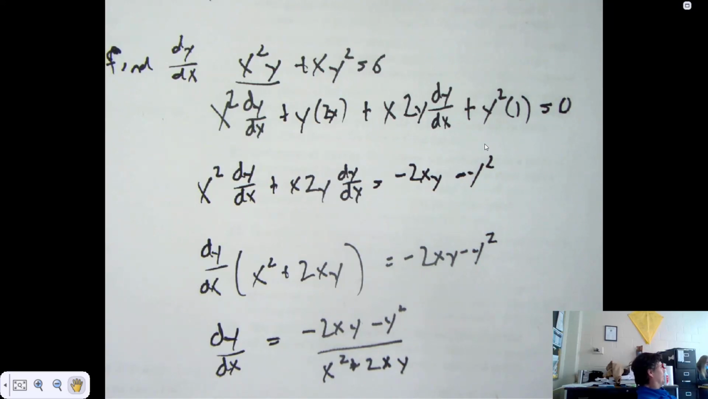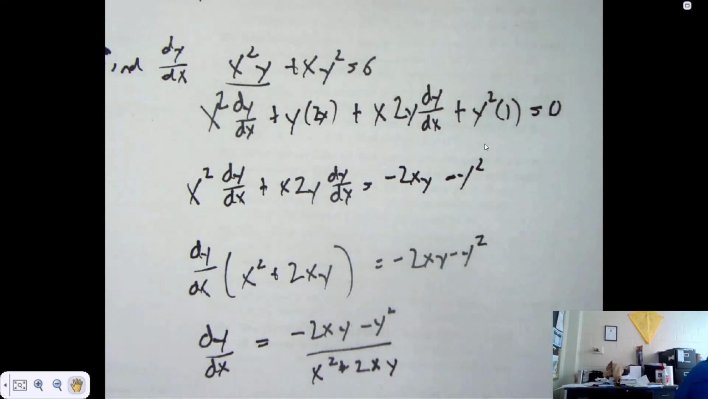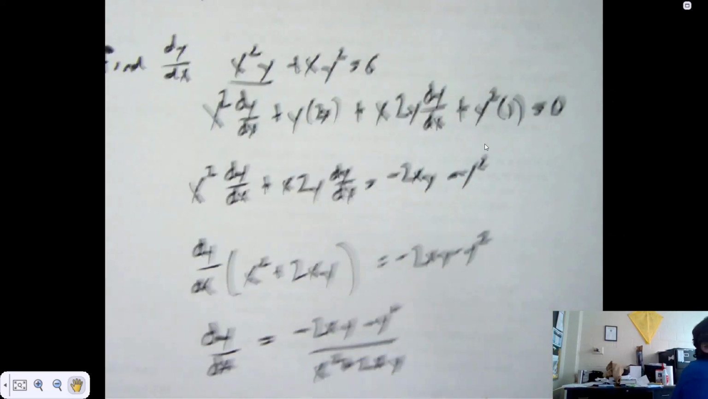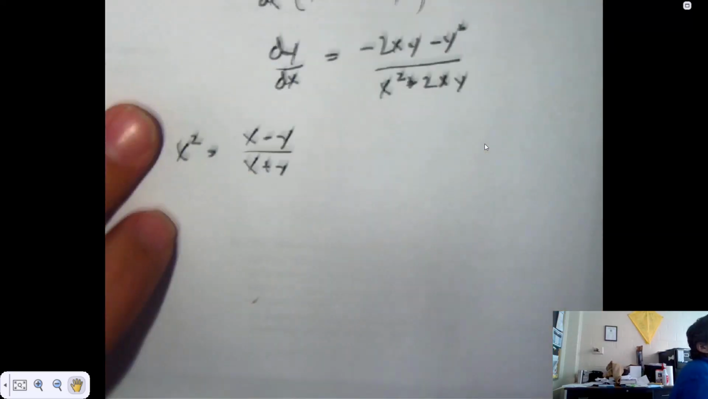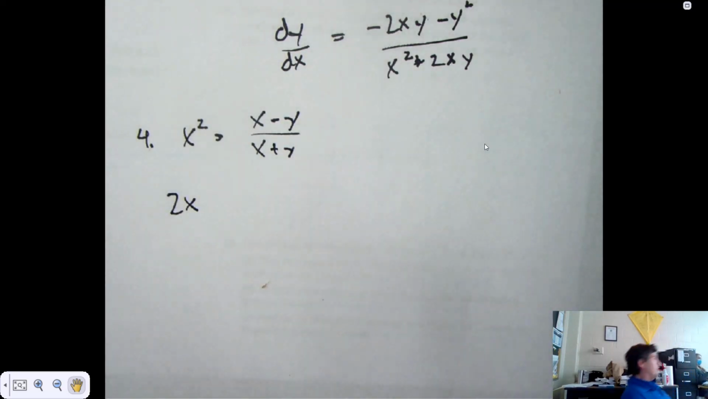I guess we move on to what, number 2? What else do you want to see? Not number 2, number 4. Number 4, big leap. Number 4 is x squared equals x minus y over x plus y. Now the derivative of x squared is simple. That's 2x. Do you need to say dx dy? You take the derivative of x squared, do you need to say dx dy? No, you don't. It's only when you take the derivative of y that you have to say that.